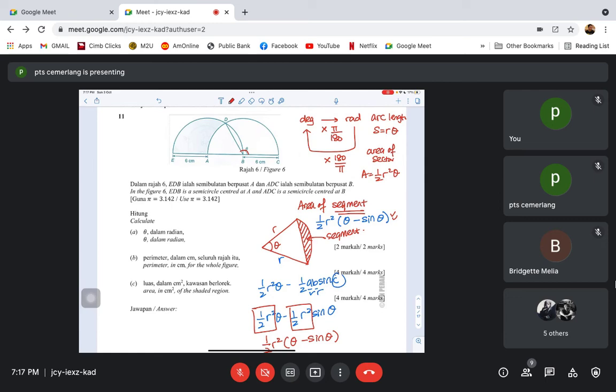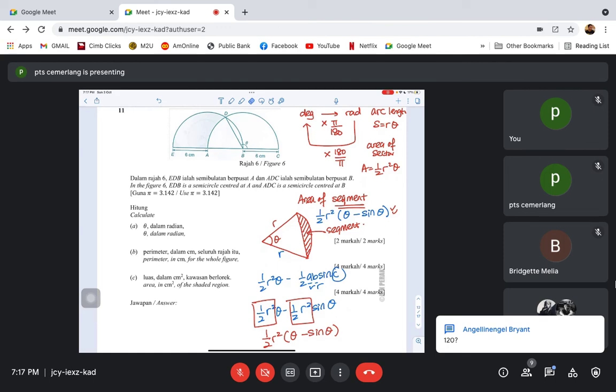Has anyone found the answer? What's the angle? Let me ask you, what is the angle in terms of degrees first? Try to think. What is your value? 120. Very good. How do you know it's 120, Angeline?